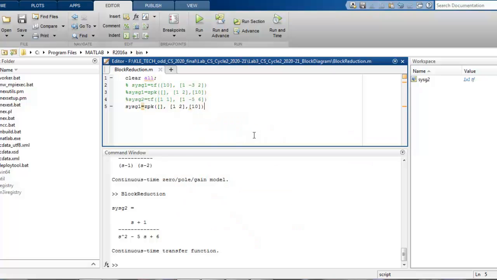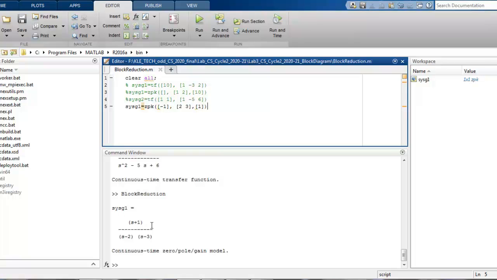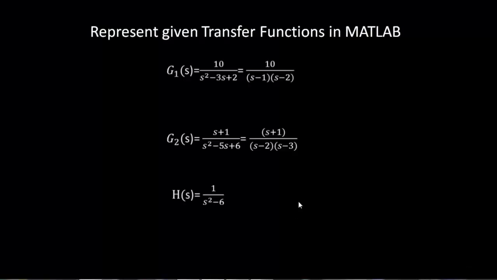So I am going to use this. So gain is 1 and zeros are at minus 1. Pole is at 2 comma 3 or 2 space 3. Now this will help us understand how to generate in different forms. In any form you like, you get the same transfer function but in different form. That's very important. Okay. Now let us go to the next.